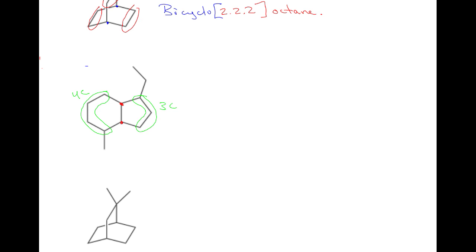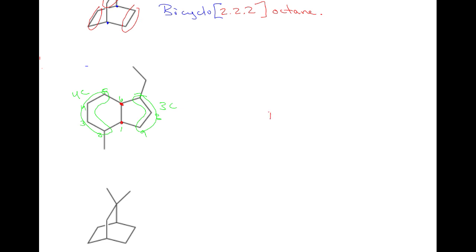If I number them, I say 1, 2, 3, 4, 5, 6, 7, 8, 9. So this is some kind of bicyclo-nonane. So I could write that down and say I have a bicyclo-nonane. But then what I would want to do is make sure that I include the bridges.